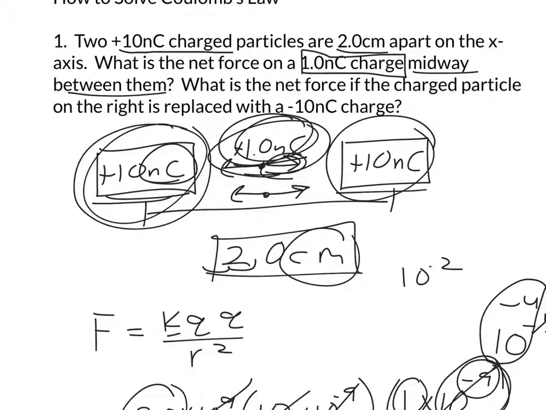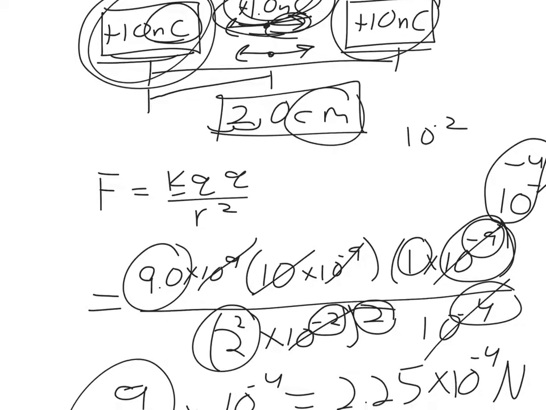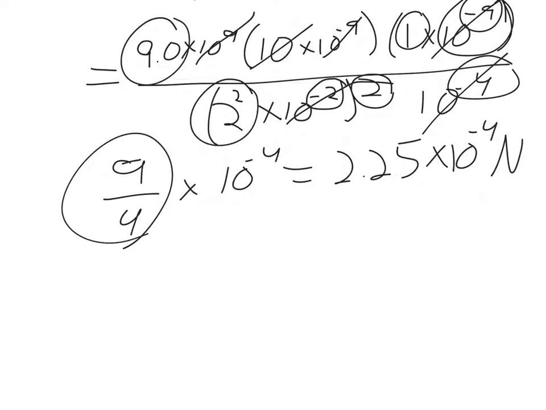Oh, you know what? I just realized I made a mistake. Careful of that, because the distance between them is not 2, it's only 1, because he's halfway between. So I have to go back here. Notice that that will change the bottom. Where I had 2 squared, I'm actually going to have 1 squared, which is only 1. So, come on, eraser. There we go, erase.